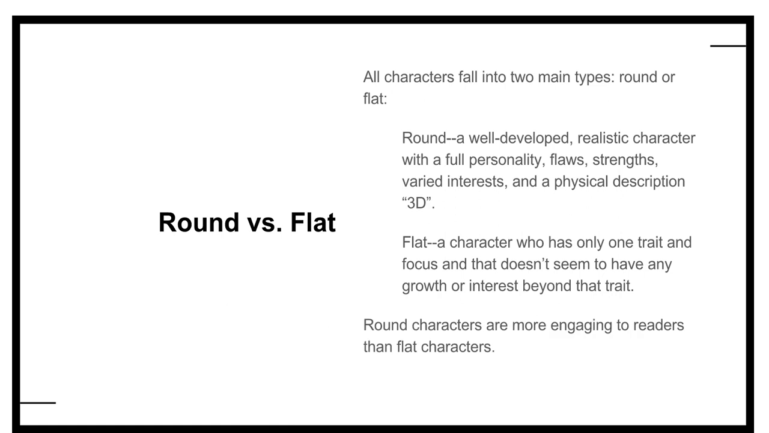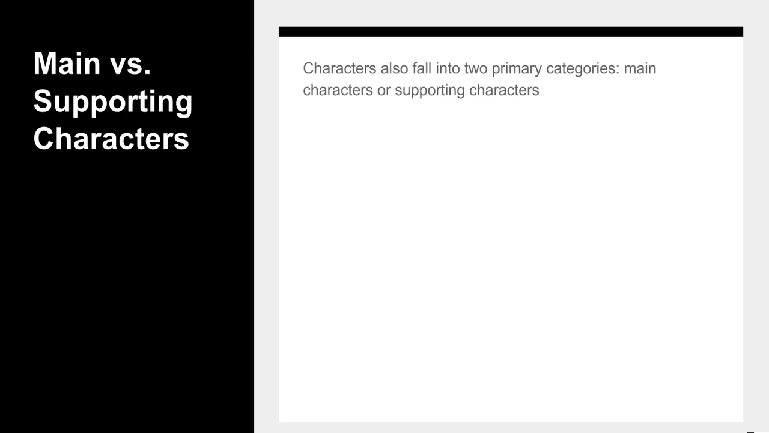Round characters are more engaging to readers than flat characters, so we want to make sure that most of our characters are round characters and that we only use a flat character to illustrate an idea that we want to warn the reader against. Round and flat characters also divide into main versus supporting characters, which is another two primary categories that all characters can fall into.